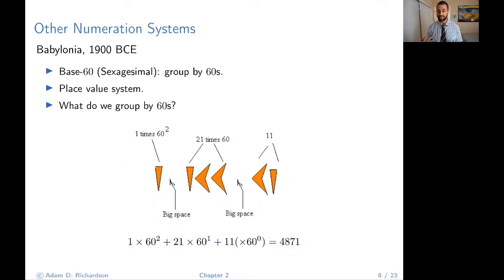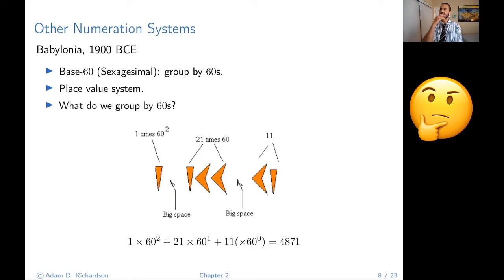Okay, so here's a good question. What do we group by 60s? Because you might think it's kind of weird to group things by 60s, right? Like, I don't know, that's a big number. But what do we group by 60s? It's a good time to pause and think about it.